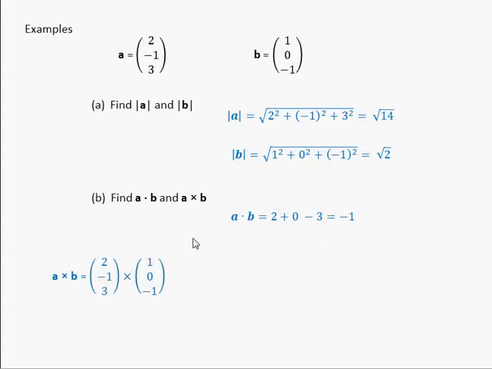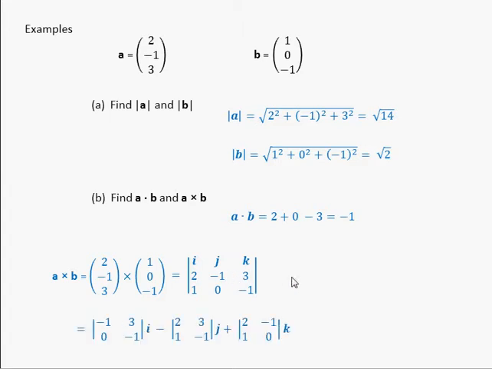Cross product, we use the determinant formula, and there is our cross product. You remember scalar product, dot product gives you a scalar answer. Cross product is called the vector product because you get a vector answer.